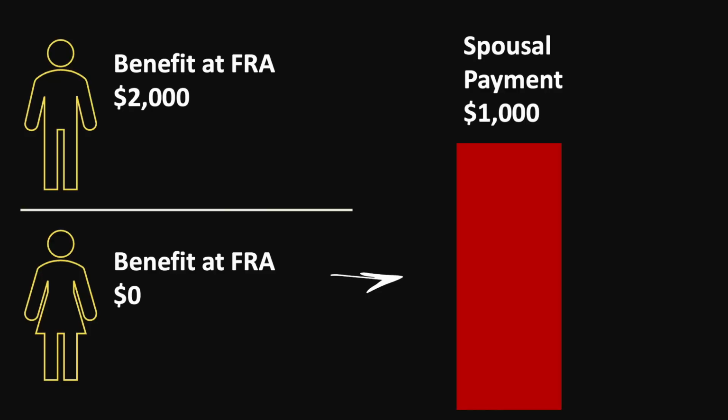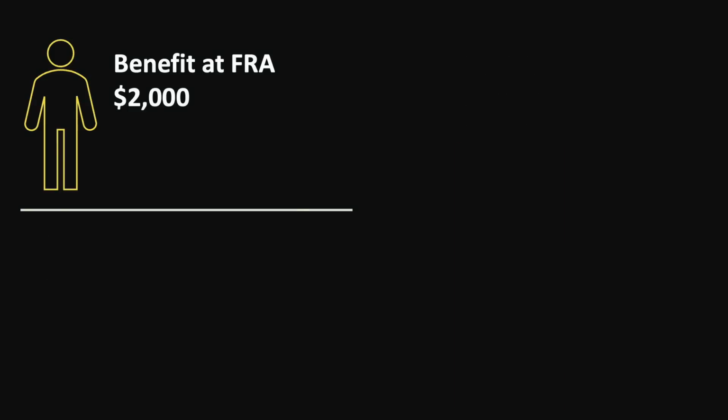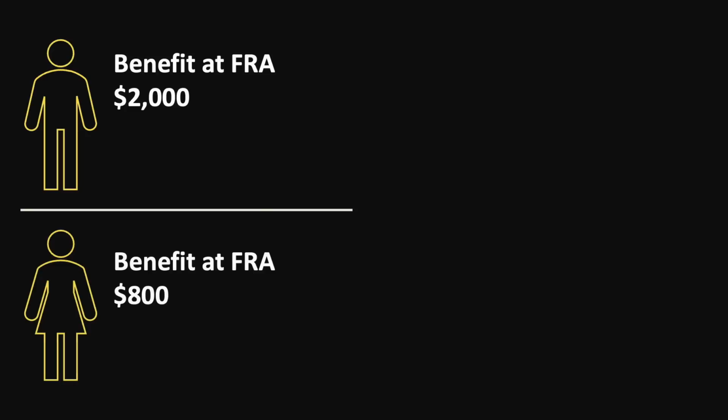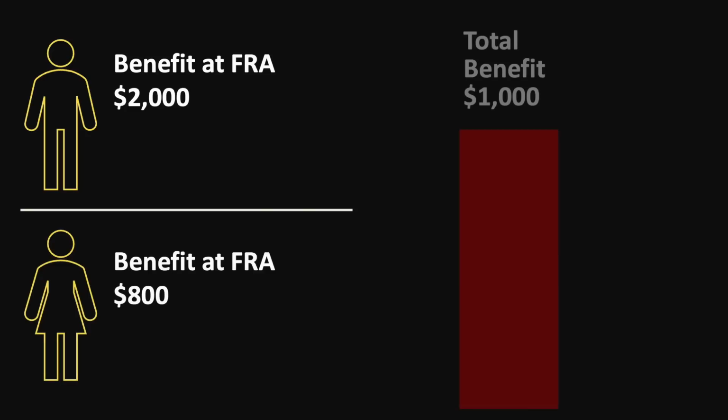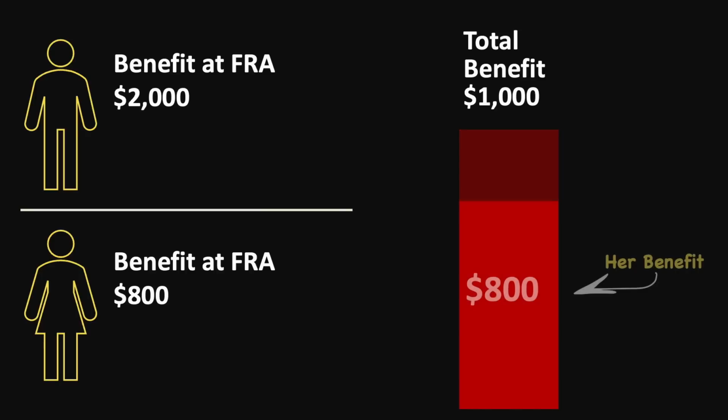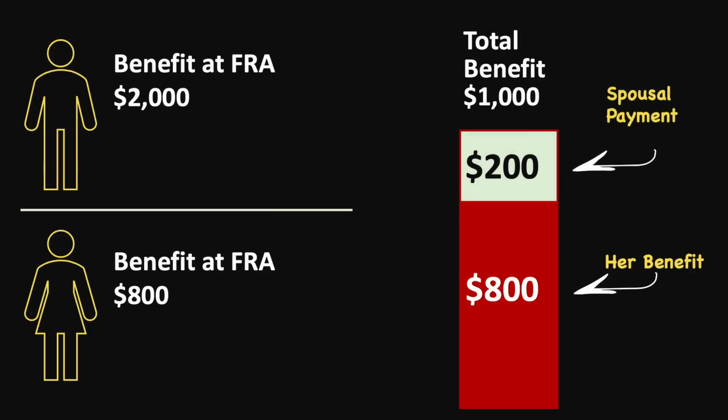If the husband in our example has a full retirement age benefit of $2,000 per month and the wife has her own benefit of $800 per month, dual entitlement says the wife is still eligible for a total benefit of $1,000. Remember, at full retirement age, the lower earning spouse can get the greater of her benefit or one half of the higher earning spouse's benefit. In this case, the wife can still have a total benefit of $1,000, but she'll receive her own benefit of $800 first, and then a spousal payment of $200 to get her up to the full $1,000 that she's eligible for.